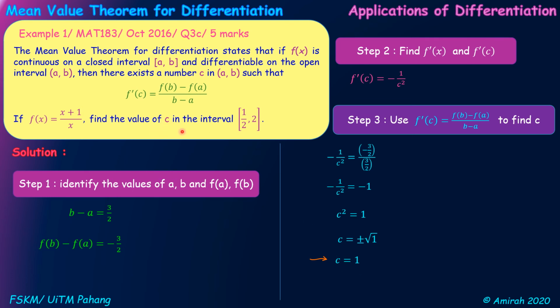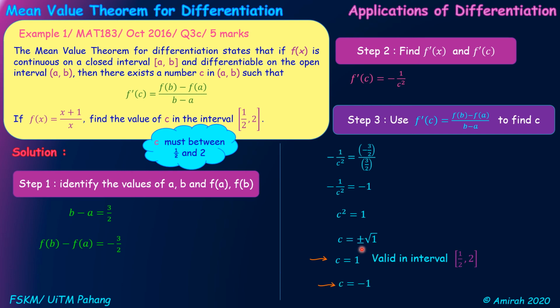So we check the value of c here, whether it is in the interval half to 2. c equals 1. Before that, c must be between half and 2. So now our c equals 1, so c equals 1 is valid in the interval half to 2. But from c here, we also have a negative value, c equals negative 1. We compare from here: c equals negative 1 is not between half and 2. So we can write c equals negative 1 is invalid in the interval half to 2. So this is the final answer.